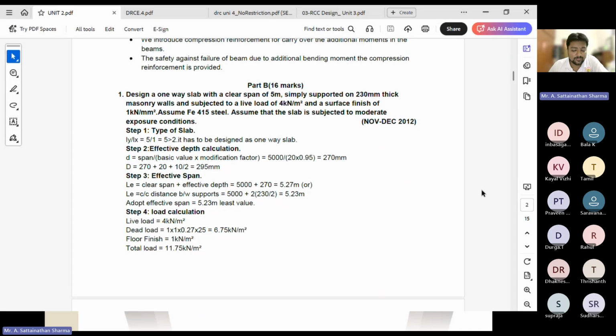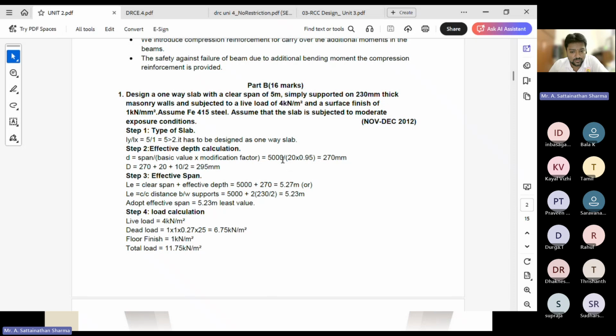Once the problem is completed, you will be checking the deflection at the last. You check whether the design that you have done is safe against deflection or not. At that time you can also include the modification factor, and you can redesign the depth and all. No issues. If you are doing it here, well and good. If at all you forgot or you missed it, no problem.